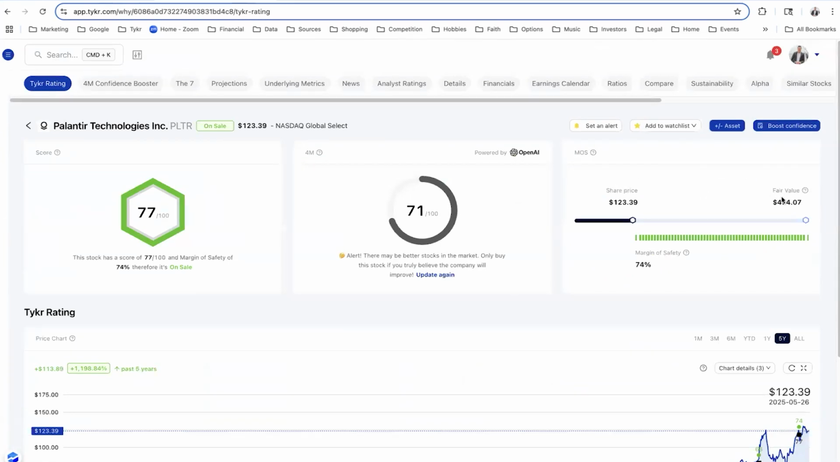The share price difference to the fair value, or percentage off, is the margin of safety. A good example or way to look at it is, let's say you have a share price of $100 and you have a fair value of $200. That's 50% off. That share price is 50% off. That's the margin of safety. And as Warren Buffett has taught us, we like to see a margin of safety of 50% or higher.